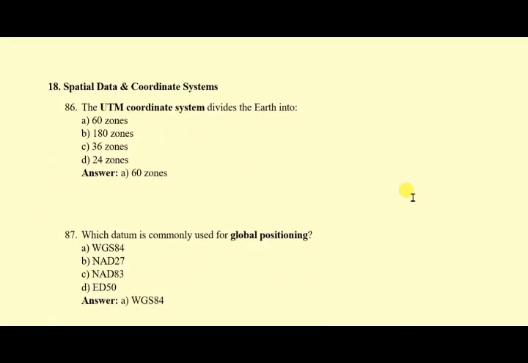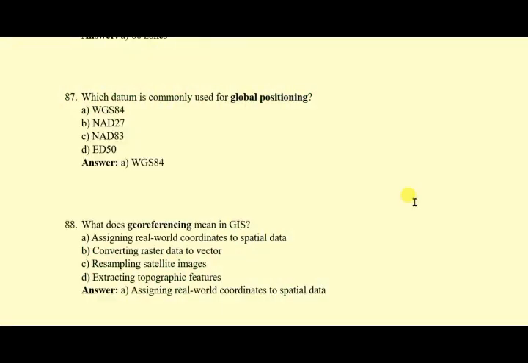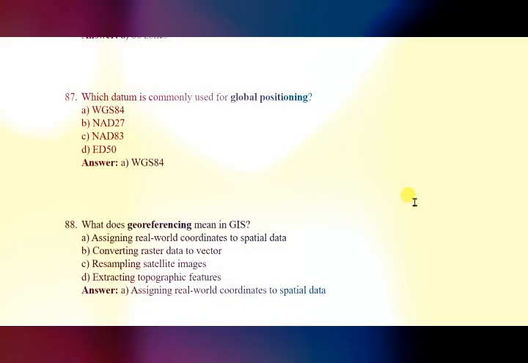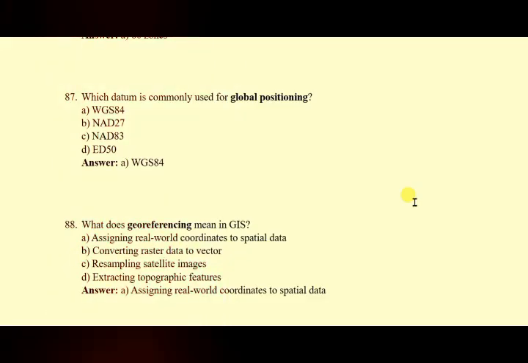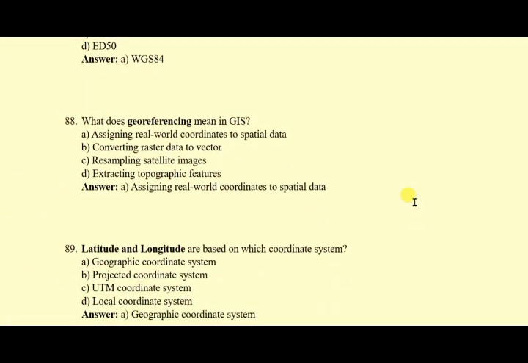86. The UTM coordinate system divides the earth into 60 zones, 180 zones, 36 zones, 24 zones. Right answer will be 60 zones. 87. Which datum is commonly used for global positioning? WGS 84, NAD 27, NAD 83, ED 50. Right answer will be WGS 84 or WGS 1984.